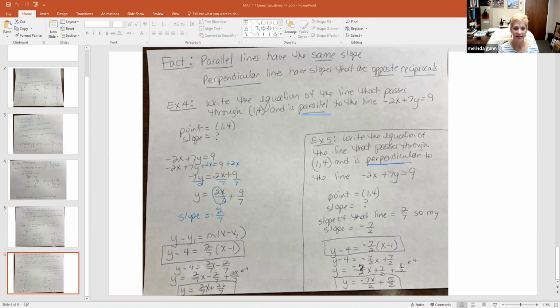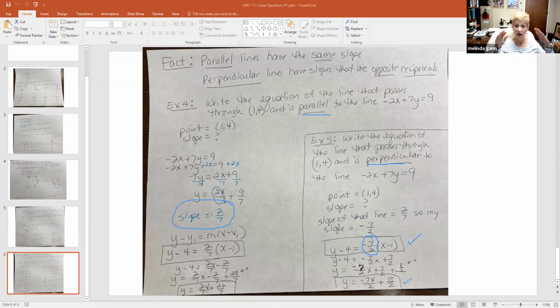So I would do the same work. I would try to get y by itself and figure out, well, the slope of that line is 2/7. But now my line's not parallel, so it's not going to match. It's going to be the opposite reciprocal. So if this slope is positive, mine's going to be negative. If this slope had been negative, mine would be positive. So I changed the sign and then I turned it upside down. Instead of 2/7, I put 7/2. So now, instead of having 2/7 right there, I have a -7/2. And again, that would be your answer. If you wanted to multiply it out, that would be a good answer too.